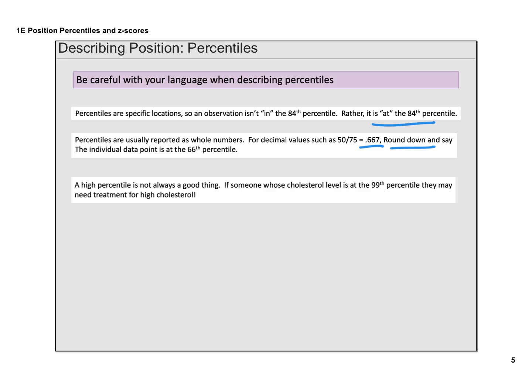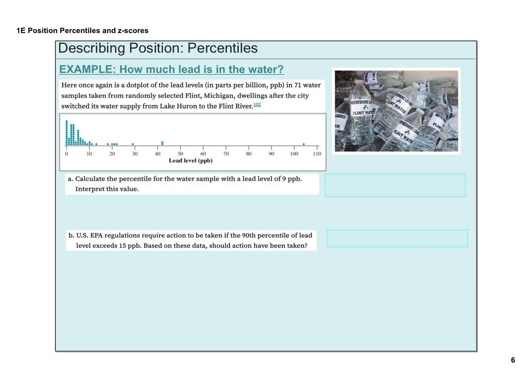And then a high percentile is not always a good thing. Someone who has a cholesterol level at the 99th percentile might need treatment for high cholesterol. So just because they have a high percentile doesn't mean that you are finding a good thing. You have to really pay attention to what your data is actually measuring there. So let's take one more example here.